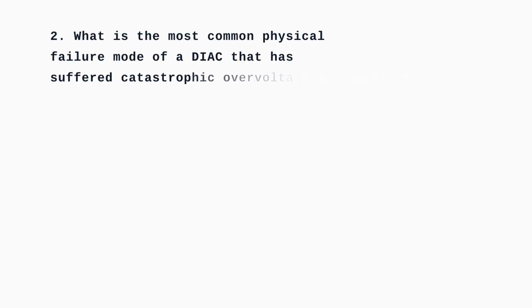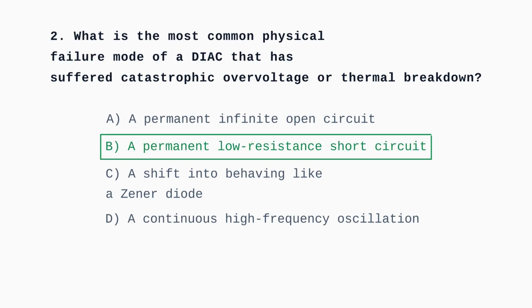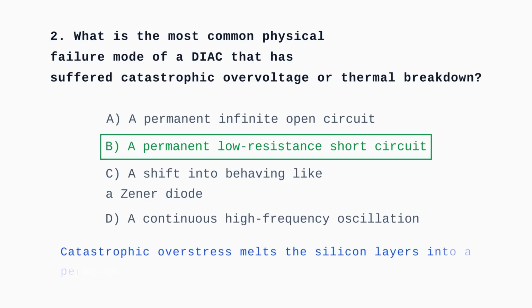Question 2. What is the most common physical failure mode of a DIAC that has suffered catastrophic overvoltage or thermal breakdown? Excessive electrical or thermal overstress melts the internal semiconductor junctions, typically fusing the terminals into a permanent, low-resistance short circuit.